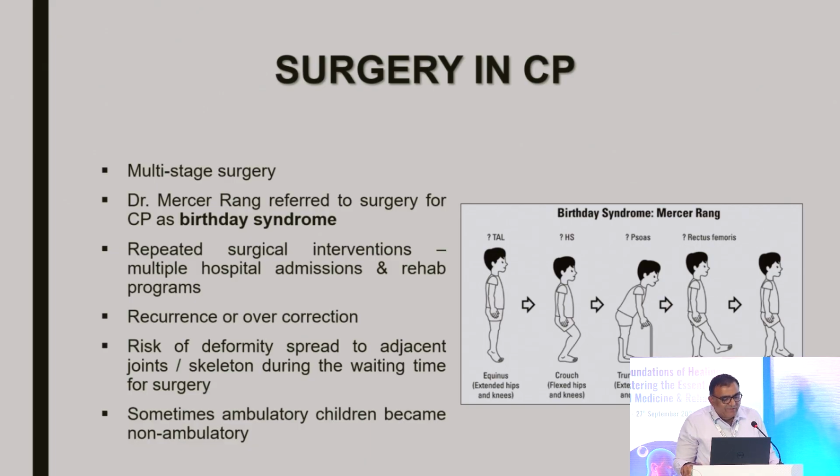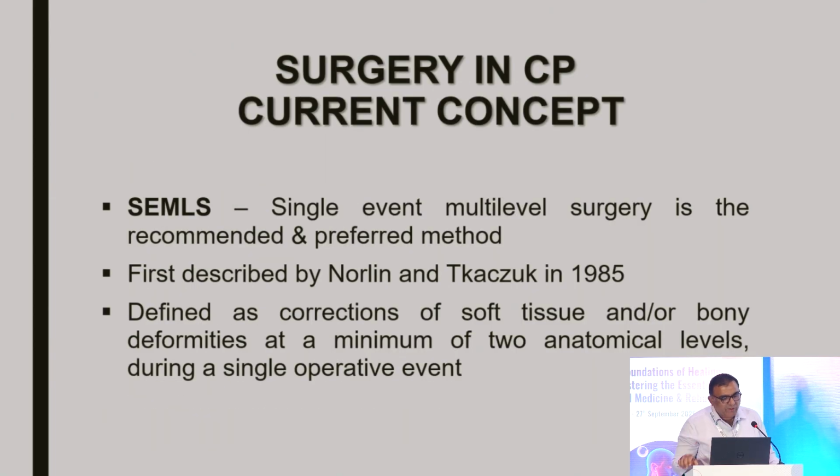The disadvantages are repeated surgical interventions which require multiple hospital admissions and rehab programs, recurrence or overcorrection, and risk of deformity spread to adjacent joints or skeleton during the waiting time. Sometimes ambulatory children become non-ambulatory. So this is no longer followed now. So what is the current concept?